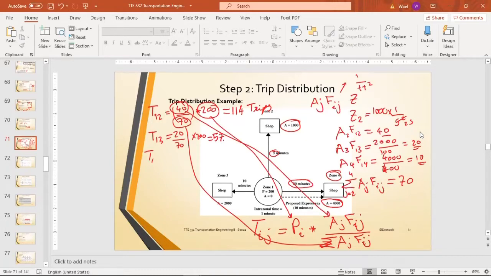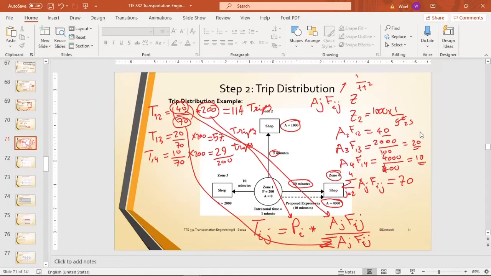Okay, trips from 1 to 4 equal 10 divided by 70 multiplied by 100, which equals 28. Actually, it equals 29 if we round the numbers. So let's add all these trips together. We will have 114 plus 57 plus 29. This would be 200. And these are trips.